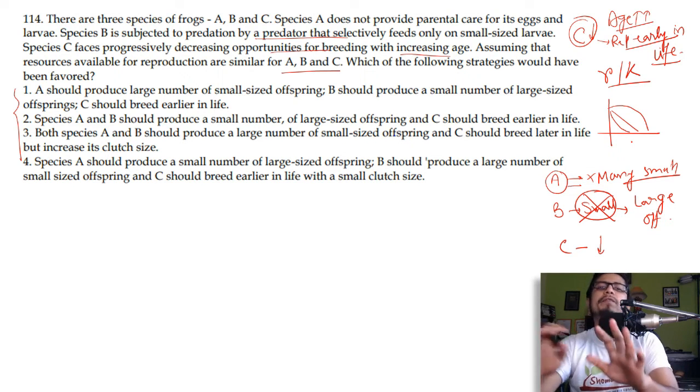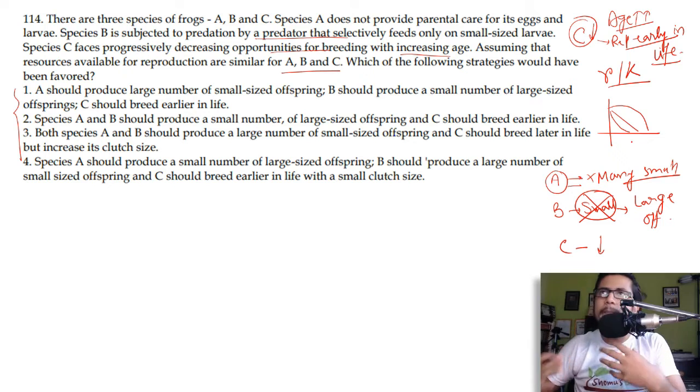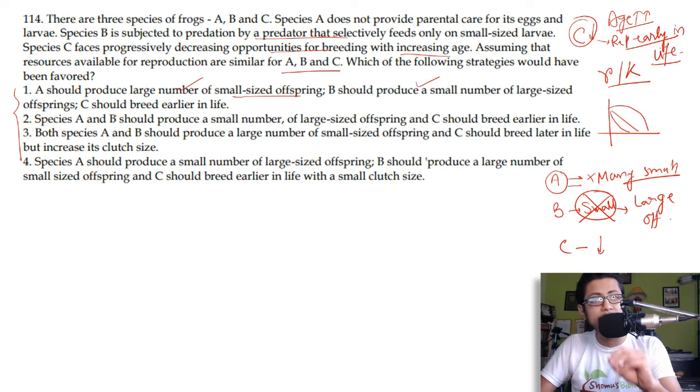So these should be the 3 different strategies for better reproductive ability and growth of species A, B and C. You don't need to even look into any of the options. You can just tell by reading the question itself, and you should be able to do that.